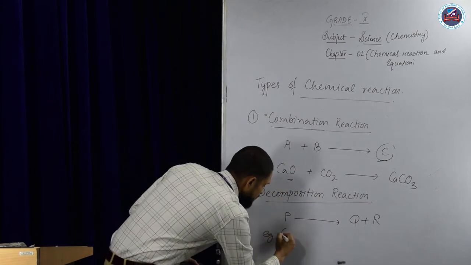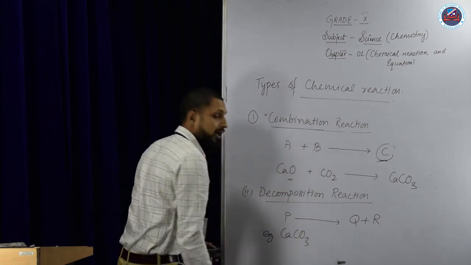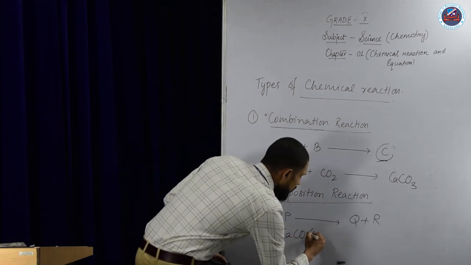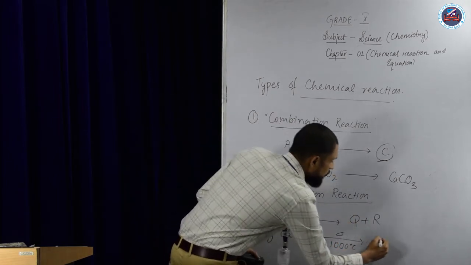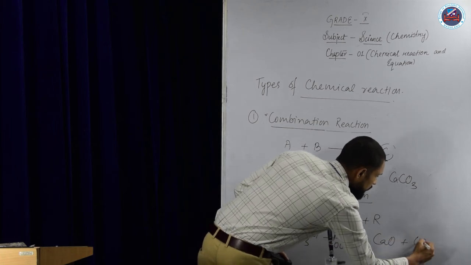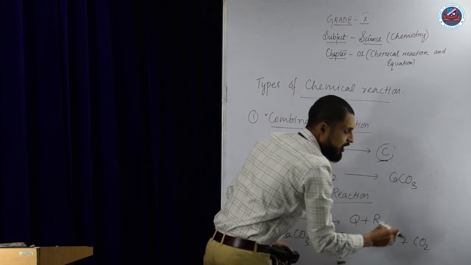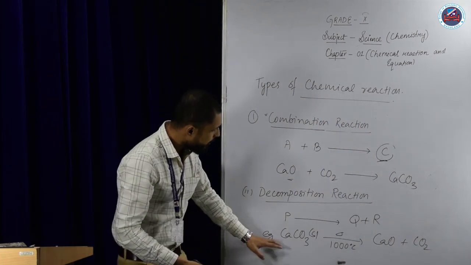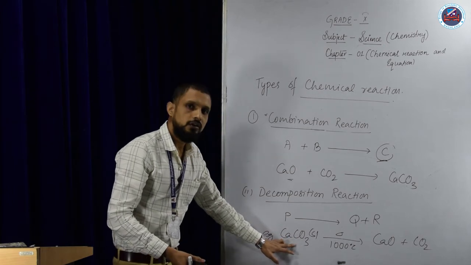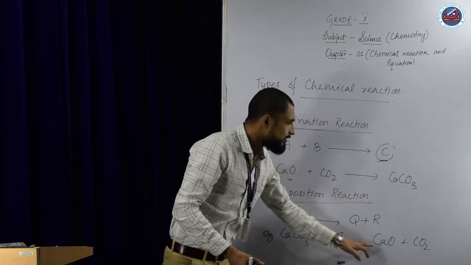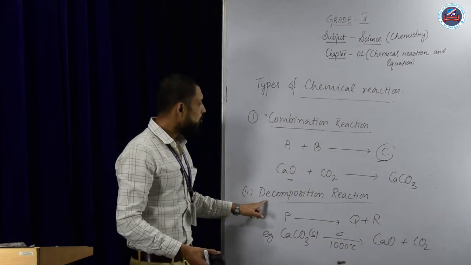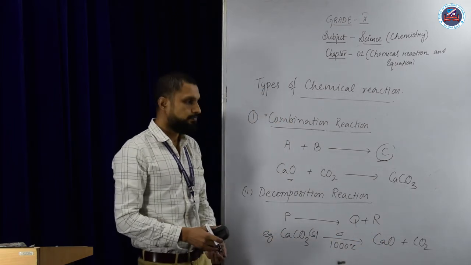Example, CaCO3, limestone again. Limestone on heating at 1000 degrees Celsius will form CaO plus CO2, that means lime plus carbon dioxide. Now you can see here, a single reactant decomposes to give 2 products. So this is an example of decomposition reaction.